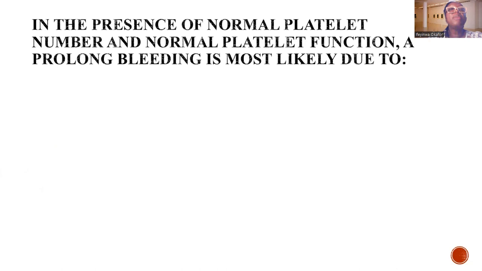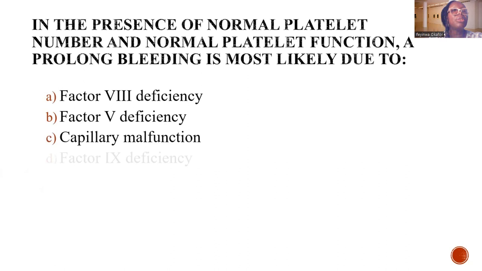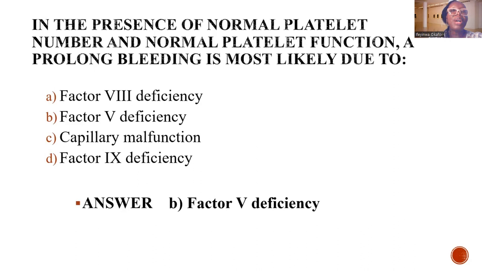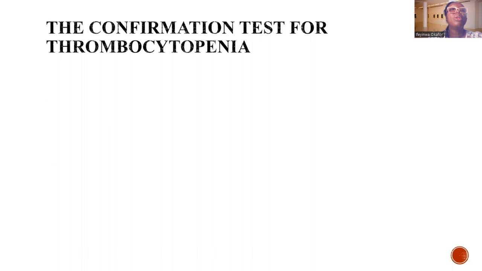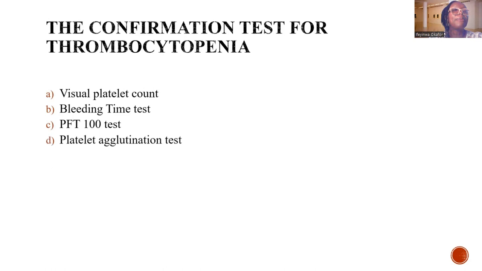In the presence of normal platelet number and normal platelet function, a prolonged bleeding time is most likely due to factor VIII deficiency, factor V deficiency, capillary malfunction, or factor IX deficiency. Answer, factor V deficiency. The confirmation test for thrombocytopenia is visual platelet count, bleeding time test, PFT 100 test, or platelet agglutination test. Answer, visual platelet count.